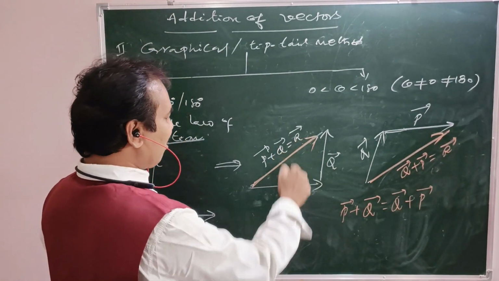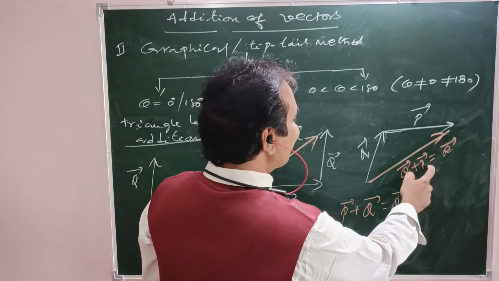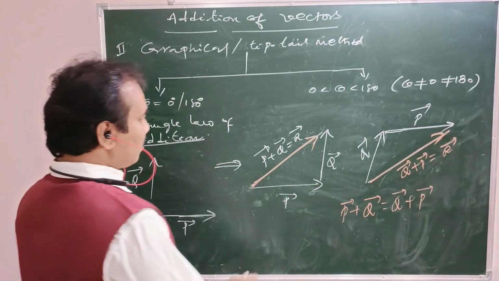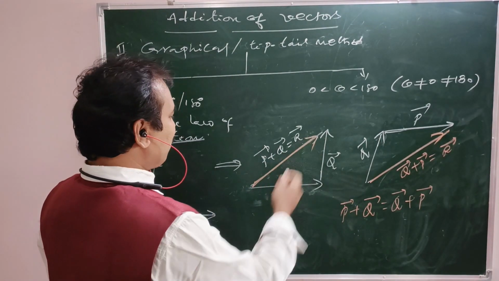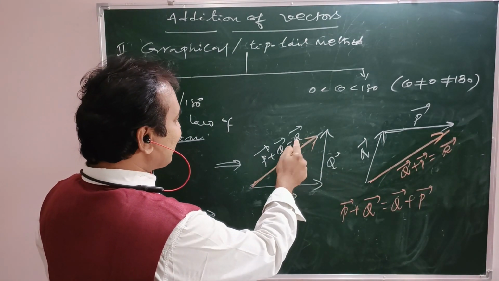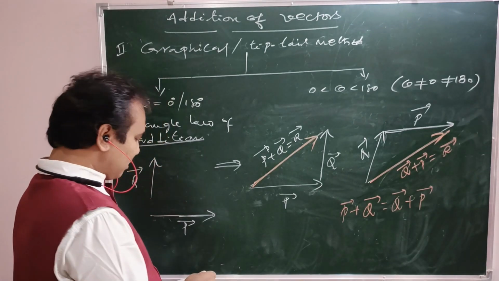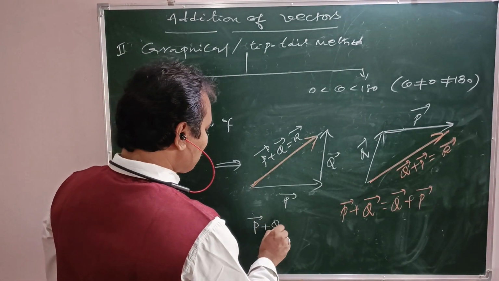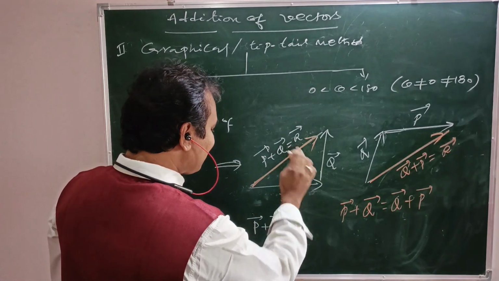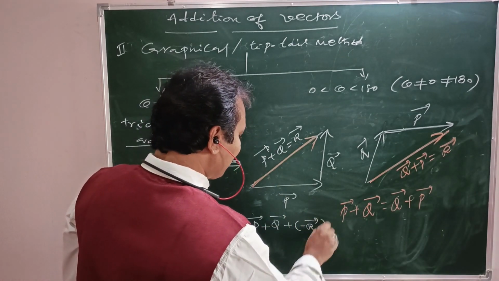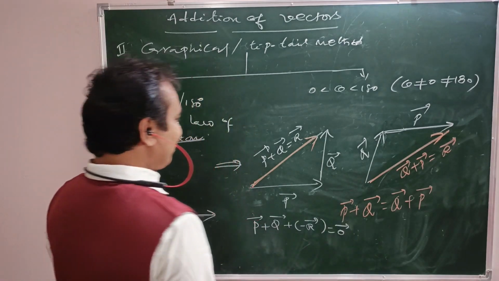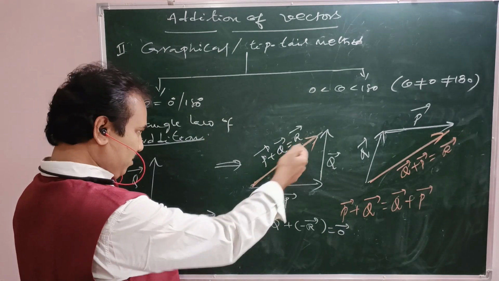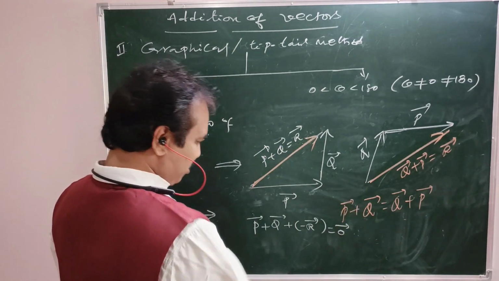Now coming to this vector once again. See, this is the resultant of these two vectors. Here also this is the resultant of these two vectors. Means P bar plus Q bar equal to R bar. What happens if R bar is taken this side? That is P bar plus Q bar plus minus R bar is equal to 0. Am I right? As P bar plus Q bar equal to R bar, P bar plus Q bar minus R bar equal to 0 bar.